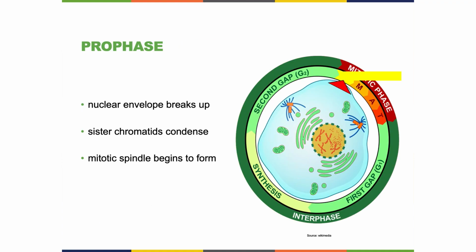The first phase, prophase, is recognized by some characteristic events. We've already copied the chromosomes into sister chromatids. That happened in interphase, in S of interphase. But we need these to supercoil. We need them to condense.